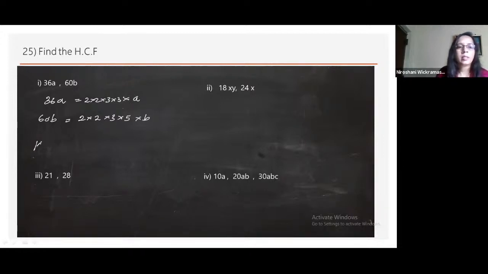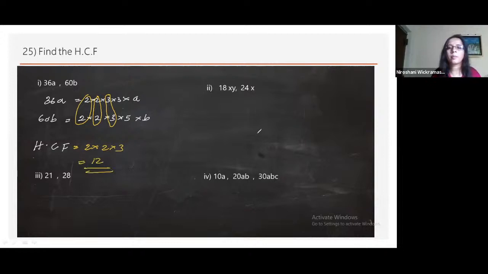Now the HCF. As prime factors, you can write them. So now select the common factors here. 2 is common. Here 2 is common. 3 is common, right? That's all. Then 2 into 2 into 3, 12 is the HCF here.